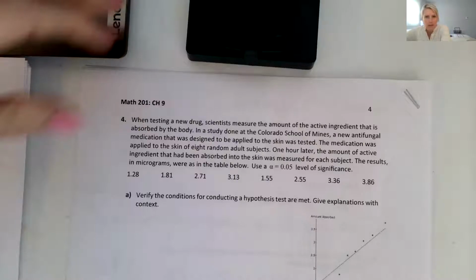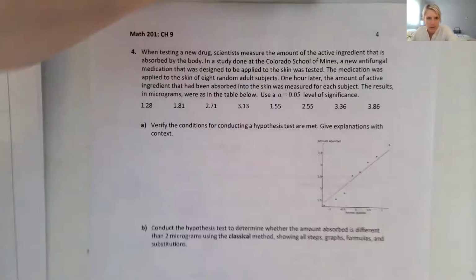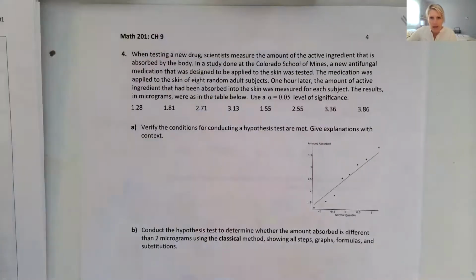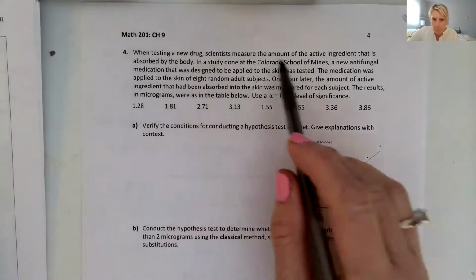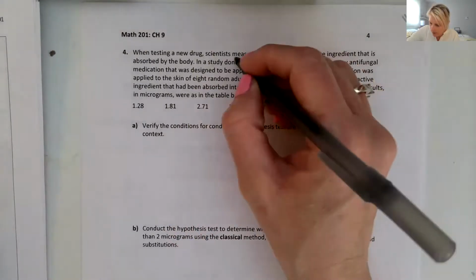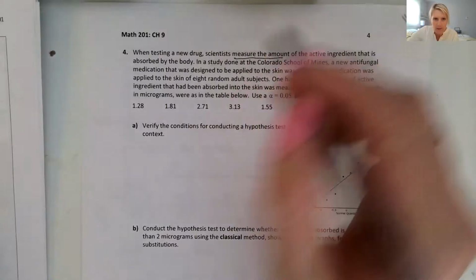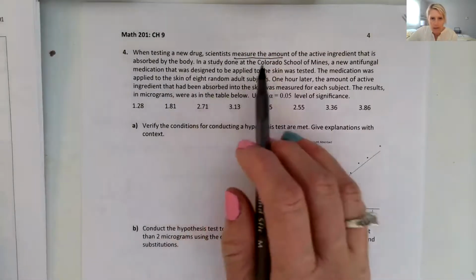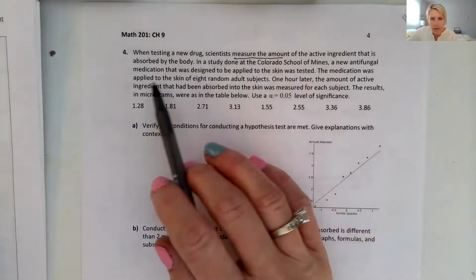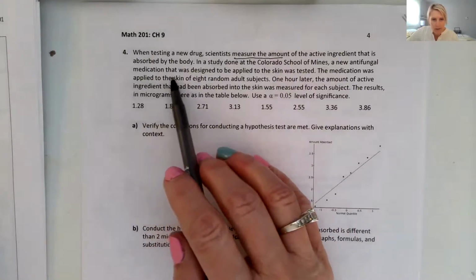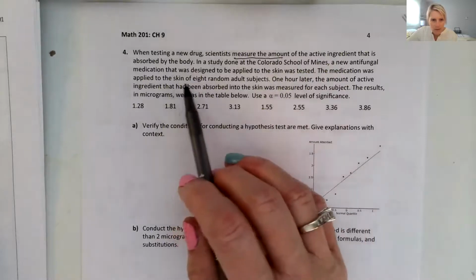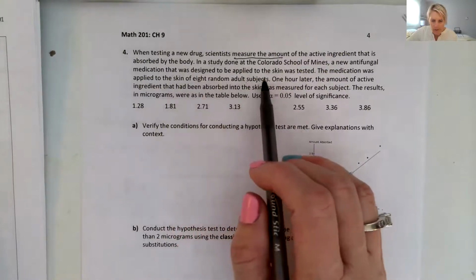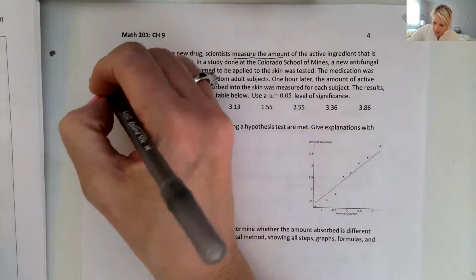Question 4. It says, when testing a new drug, scientists measure the amount of active ingredient that is absorbed by the body. So measure an amount. So I'm thinking it might be quantitative. In a study done at the Colorado School of Mines, a new antifungal medication that was designed to be applied to the skin was tested. The medication was applied to the skin of 8 random adult subjects. N equals 8, okay.